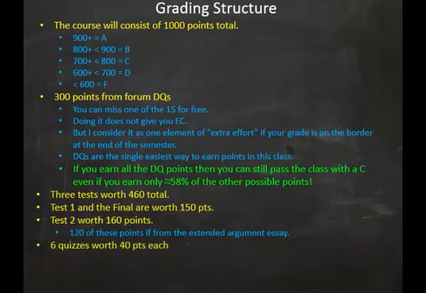In addition to the tests, there are 6 quizzes worth 40 points each, so that is 240 points total. The purpose of the quizzes is to prepare you for the tests, and the answers, or at least some of them, depending on the course, will be discussed in the forums for your review. If you add all that up, it's 1,000 points. 240 plus 150 plus 150 plus 160 plus 300.